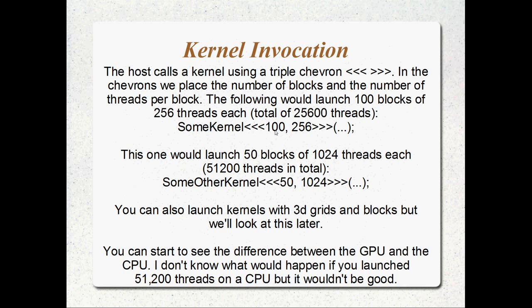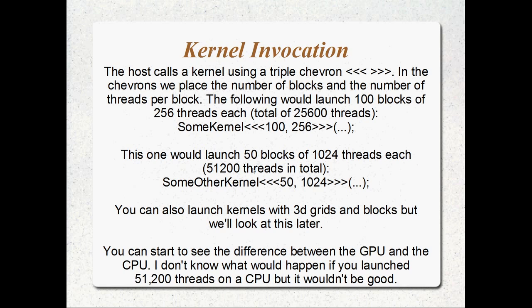These numbers, the number of blocks and the number of threads per block, are called the launch configuration. So something like this: some kernel, that's the name of my kernel that I'm calling, and then open up the triple chevrons, and then 100. That 100 is the number of blocks to launch, and the 256 is the number of threads per block. Then you close your triple chevrons and you put your parameters in brackets. I've just put ... there, but that would be your parameters.